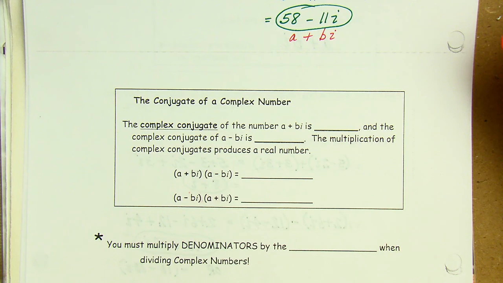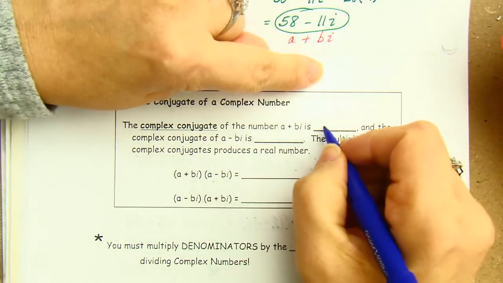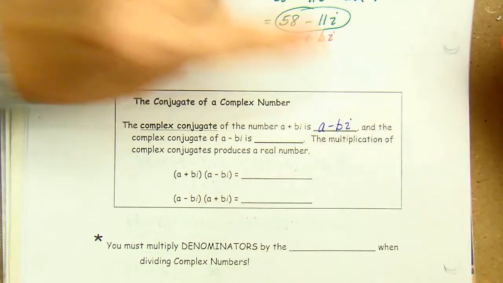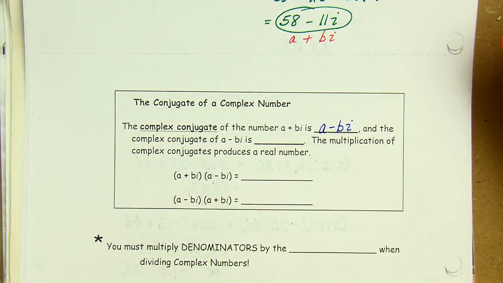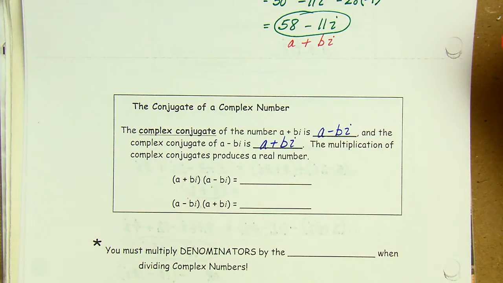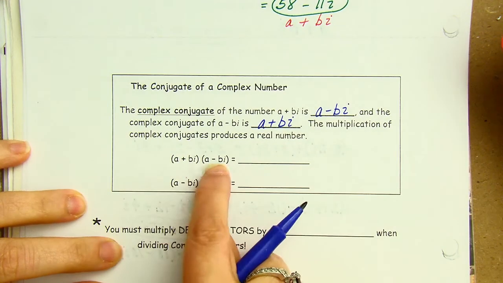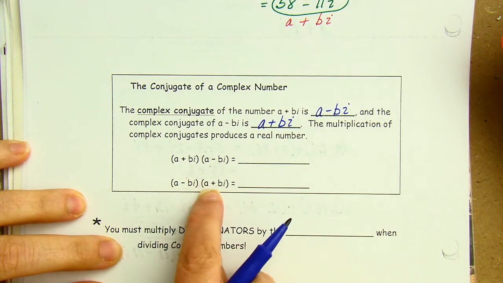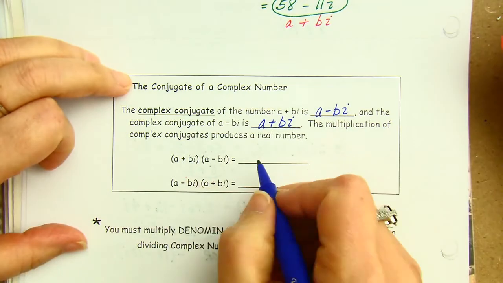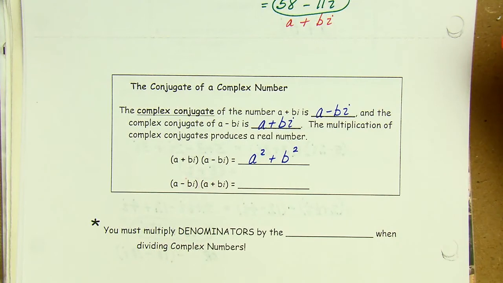All right, so the complex conjugate of the number a plus bi is, what do you think? If you said a minus bi, you are correct. And the complex conjugate of a minus bi is a plus bi. Right? So the only difference between those two expressions is the sign in between. Now, any time that you have an a plus bi times an a minus bi, or vice versa, a minus bi times an a plus bi, the output's always going to be a squared plus b squared. Always.